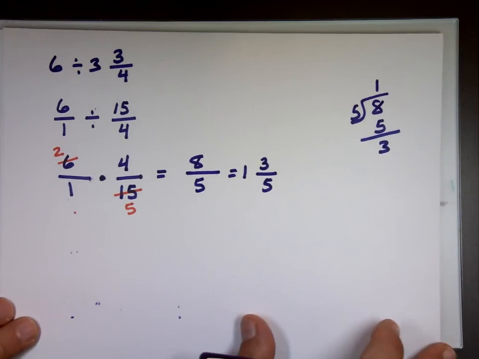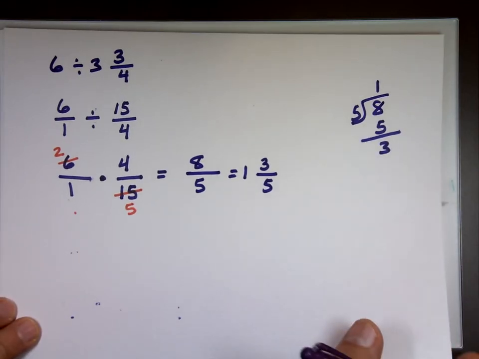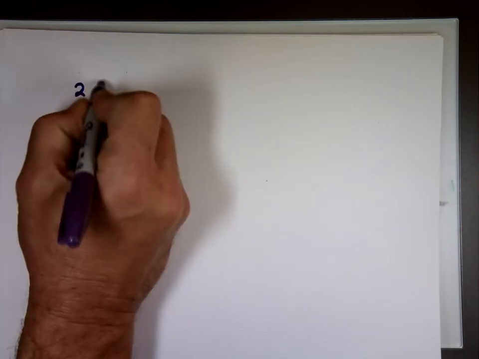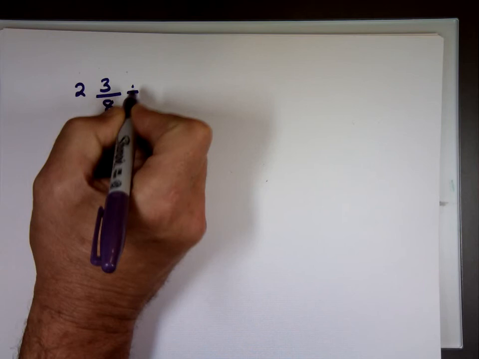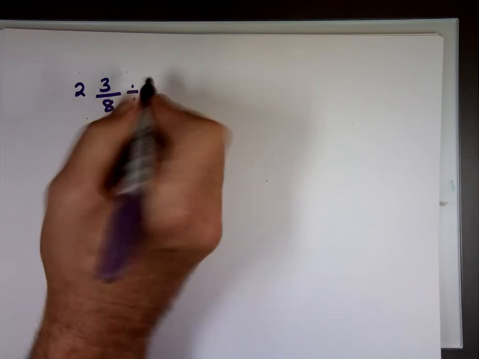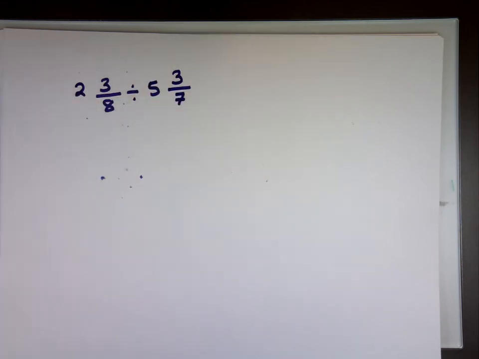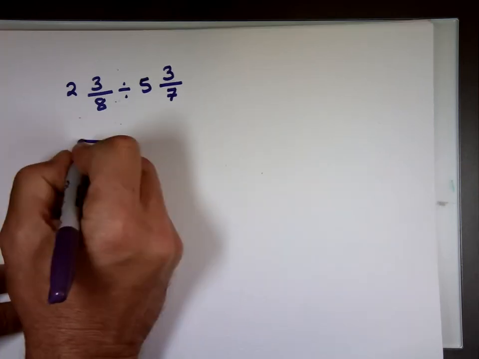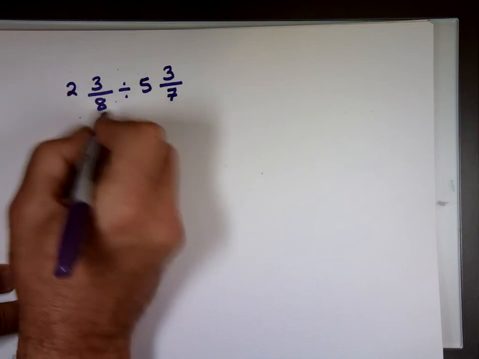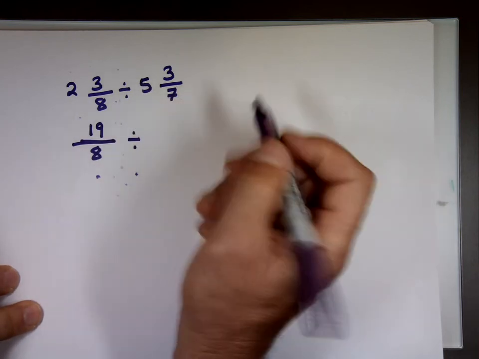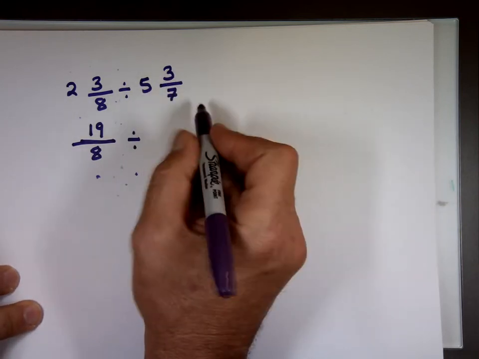Let me try another one. Got time for one more, maybe. 2 3/8 divided by 5 3/7. Again, what do you notice? There's no LCDs here. This is easier than addition and subtraction. Change them to improper fractions first. 8 times 2 and 3. 7 times 5. 35 and 3.